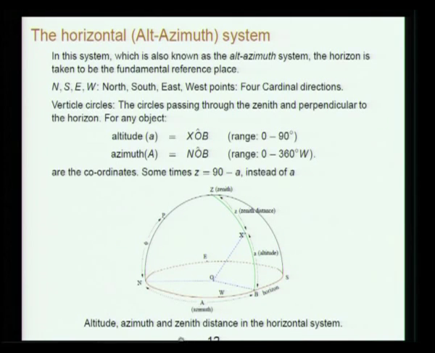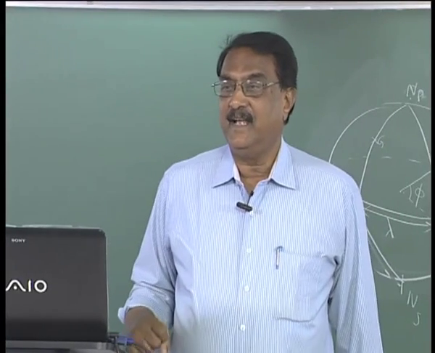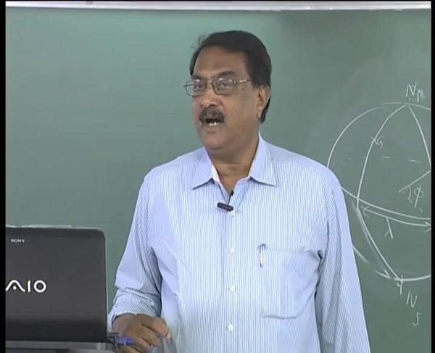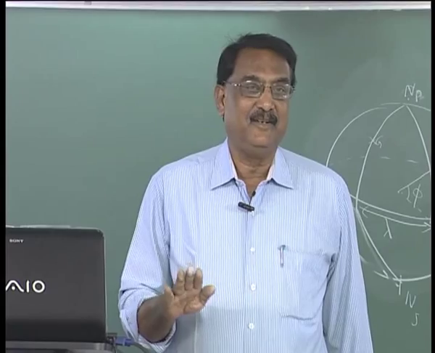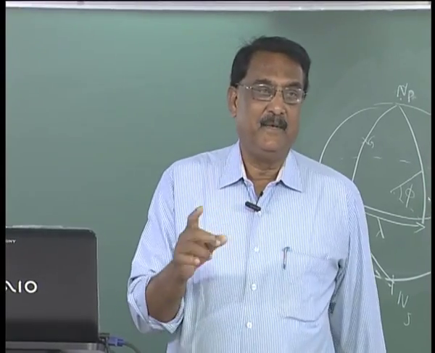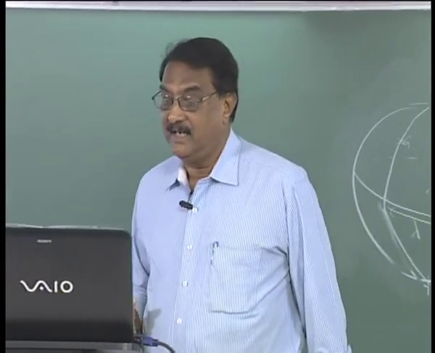Some people who have handled telescopes will know that if you go and ask for a telescope, they will ask, do you want an alt azimuth mount or an equatorial mount? That is about the ways you can rotate the telescope and observe.